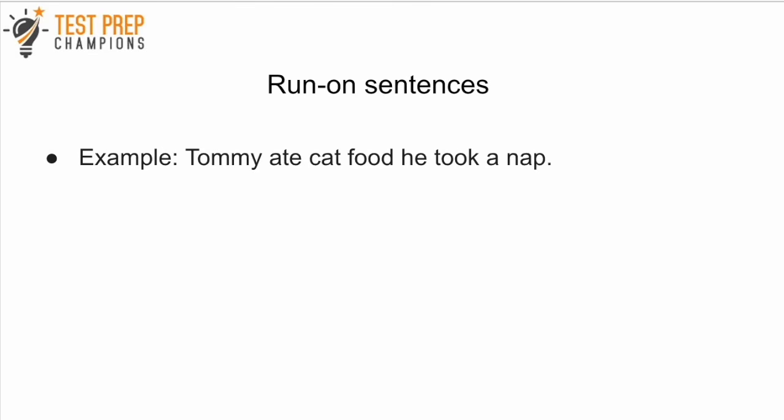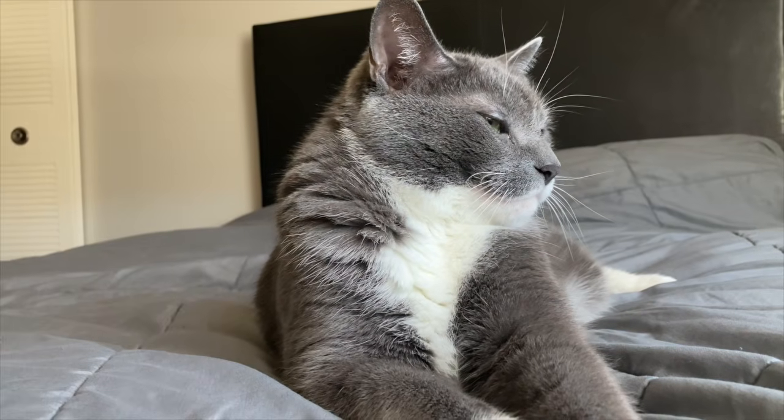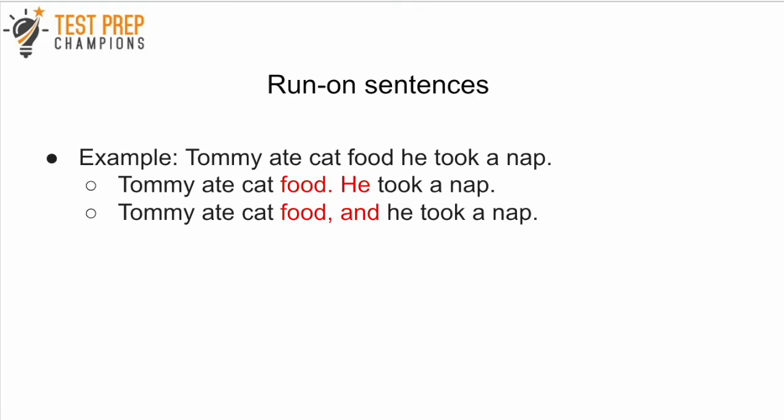So here's another example of a run-on sentence. Tommy ate cat food, he took a nap. So let me give you a chance now, if you'd like to pause the video, think about how you would correct this, and then whenever you're ready, just unpause the video and we'll talk about it. So again, like with the last example, one way to do it is to just break it into two different sentences. So I said, Tommy ate food, period, he took a nap. And of course, I had to capitalize the H because it starts the second sentence here. Now, the other way to do it would be to say Tommy ate food, comma, add a coordinating conjunction here, he took a nap. So I said Tommy ate food, comma, and he took a nap.